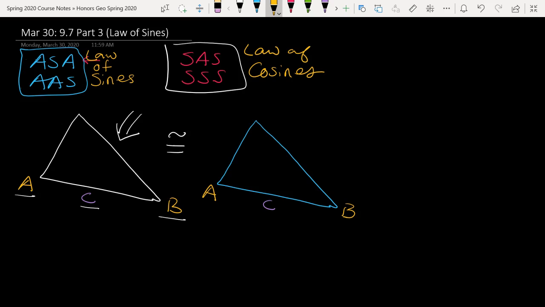This gives us a method to find all of the measures of a triangle if we happen to know a side, an angle, and another side, or if we happen to know all 3 sides. So let's see how this works for the law of sines.